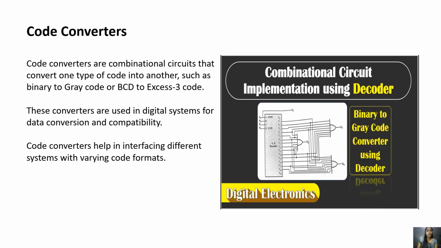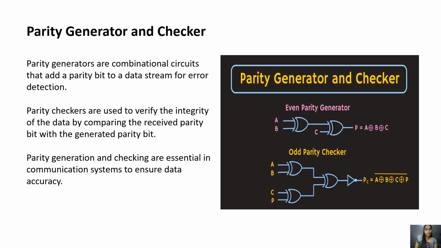Code converters. Code converters are combinational circuits that convert one type of code into another, such as binary to Gray code or BCD to XS3 code. These converters are used in digital systems for data conversion and compatibility. Code converters help in interfacing different systems with varying code formats.